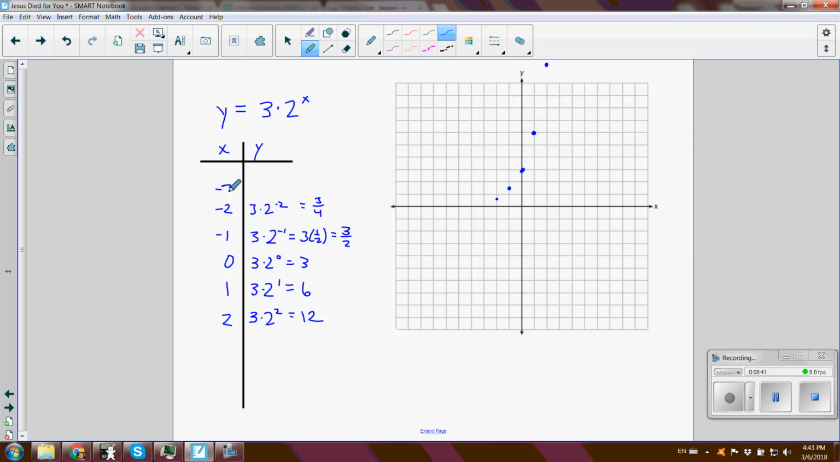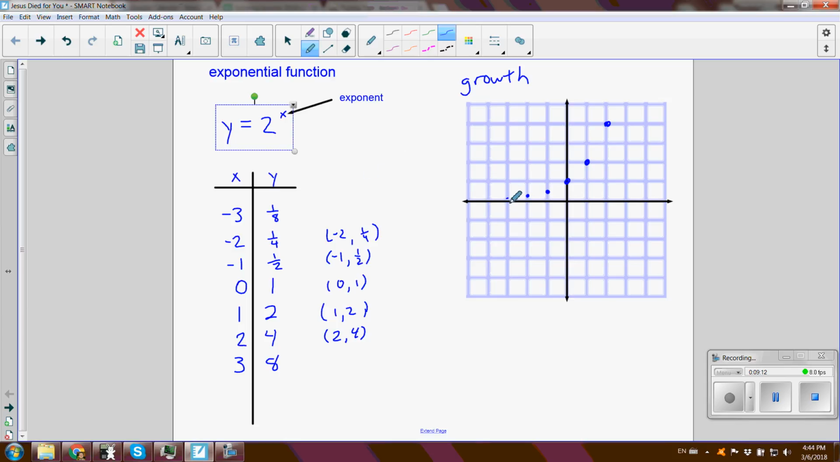Negative 3, 3 times 2 to the negative 3. 2 to the negative 3 is 1/8. 3 times 1/8 is 3/8. So a little bit less than half. And as we keep on getting closer to the x-axis, notice it won't ever equal 0. No power of 2 equals 0 ever. It's going to get closer and closer to the x-axis, but never ever touch it. Same with this function here. It just gets closer and closer to the x-axis.